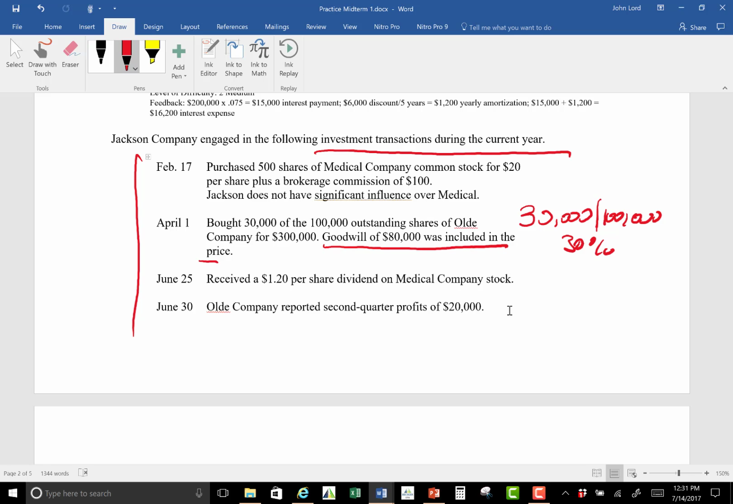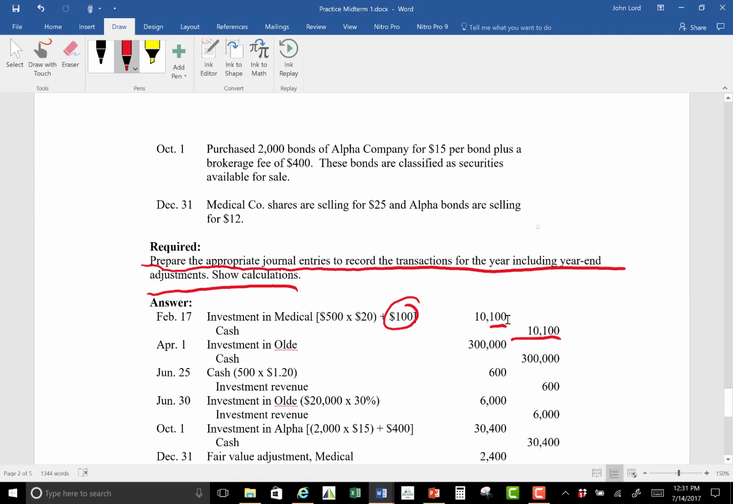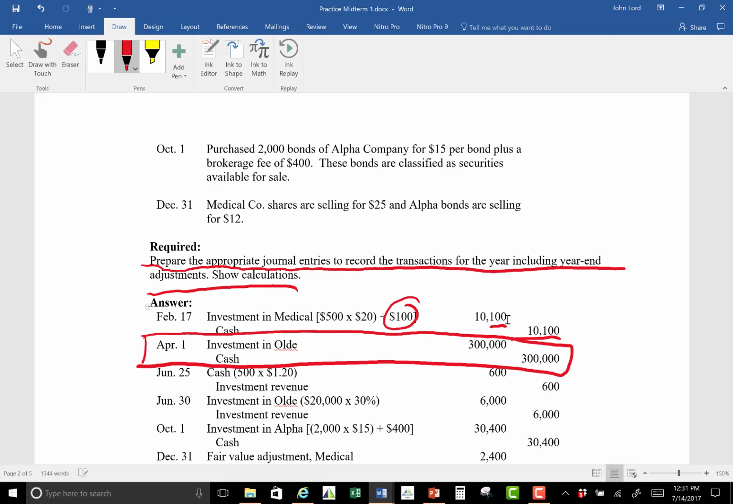Now, that's a mean trick in this question, because they're trying to get you to do something with the goodwill. And remember, we said that even though you can calculate it, goodwill would only be brought onto the financial statements when we ultimately do the consolidation, right? Okay, so notice there's no entry for the goodwill. It's simply debit the investment, credit the cash.